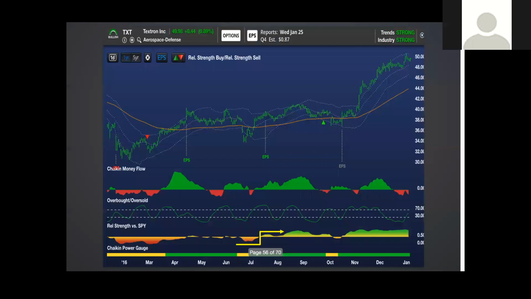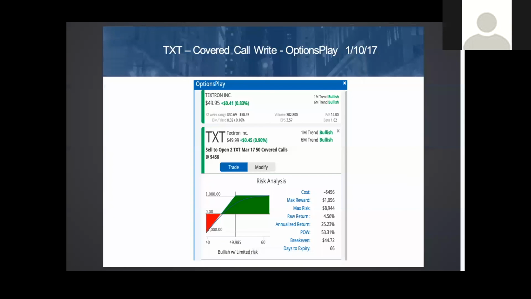So let's look at one aerospace defense stock, Textron, making new highs. Again, money flow is bearish, so we might be thinking about taking profits. You had a personality change that was bullish in July with the stock at 39, with the power gauge bullish. It's moved up to 50 in anticipation that the Trump administration is going to rebuild the military. So let's say you're concerned about Textron up here, but you like it from the long term. Again, a covered call strategy.